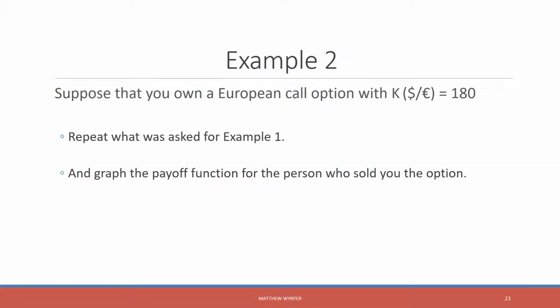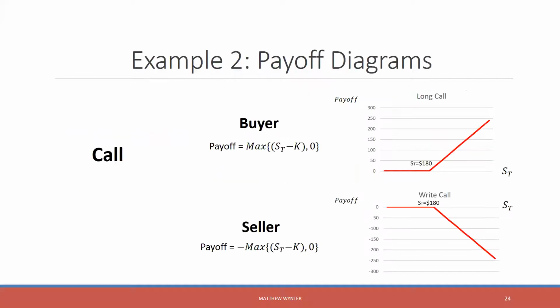Example 2. Suppose you own a European call option with a strike at 180. Repeat what was asked in example 1, and now also graph the payoff function of the person who sold you the option. So we're going to look from the perspective of both the buyer who takes a long position in the option and the writer who's taking a short position in the option. Let's look. What do we observe? We observe that with the call option, if we have anything above 180, we have a positive payoff to our call option. We can see that.